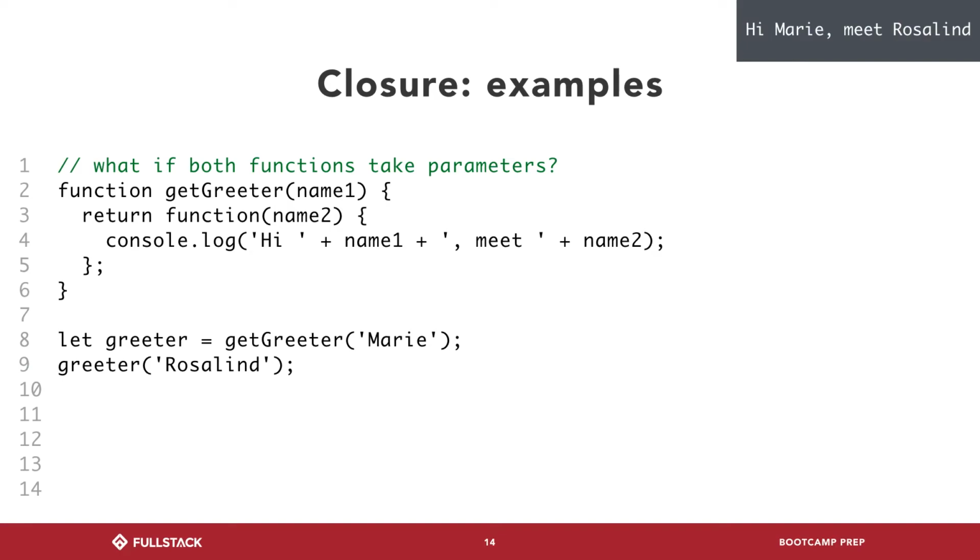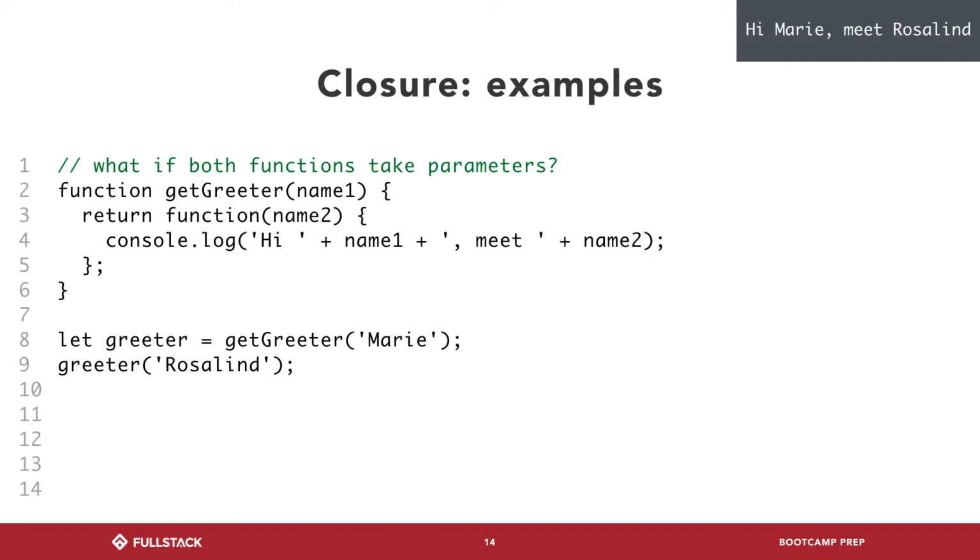So out here when we call getGreeter, when we feed in Marie, Marie becomes name1, right? We get an anonymous function, right? There is no name2 just yet. But on line 9, when we actually invoke the anonymous function and we pass in Rosalind, Rosalind then becomes name2. Once again, we give it a name2, so it knows what to use for name2.